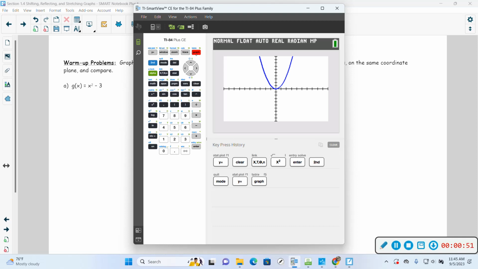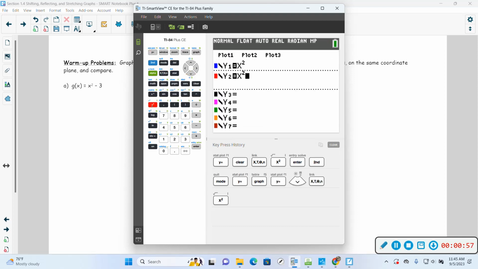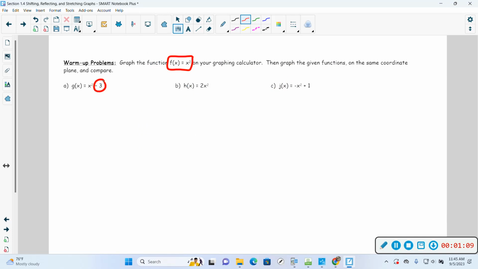Let's take a look at graph A. In y2, I'm going to type this in, x squared minus 3. And let's compare them. We can see the red one is shifted down 3 units. You probably remember that from last year. When you have that minus 3 at the end, it's a vertical shift up or down. I'm just going to say down 3. I'm not going to get carried away.